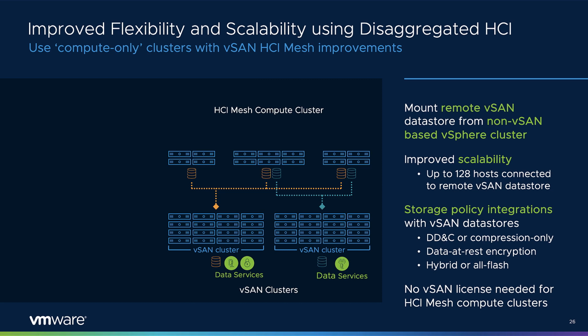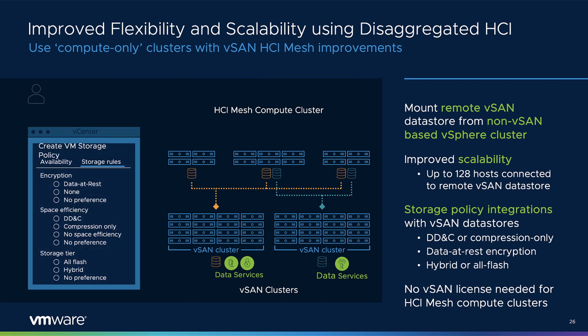VMware introduces a significant new capability to vSAN HCI Mesh. In vSAN 7 Update 2, traditional vSphere clusters can mount a remote vSAN data store. HCI Mesh compute clusters can consume storage resources provided by a remote vSAN cluster, in the same way that a traditional storage array can be connected to multiple vSphere clusters. HCI Mesh Compute uses native vSAN protocols for maximum efficiency and affords the customer the ability to easily meet a broad variety of use cases.